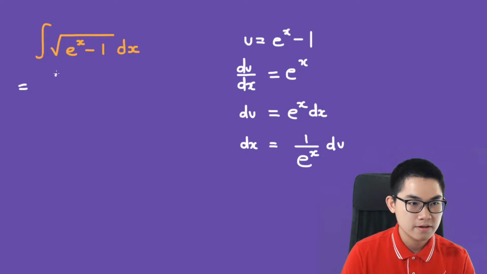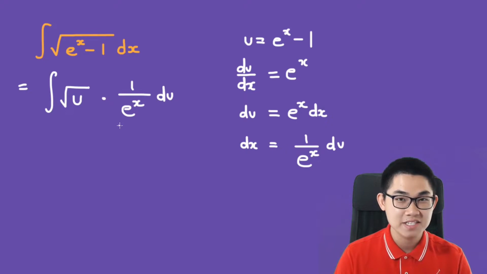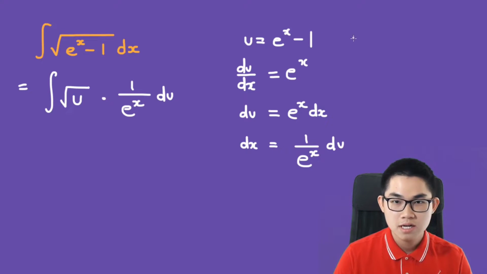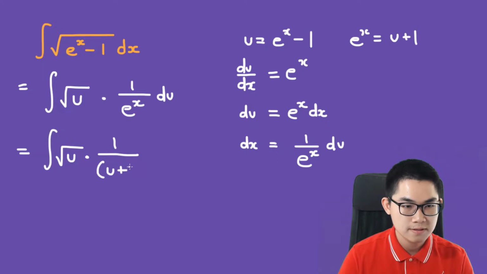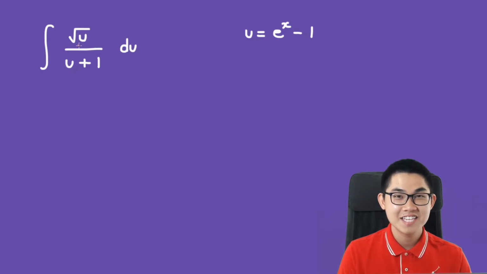So let's put it in here. We have the integral of the square root of u, and dx is 1 over e to the power of x du. So what is e to the power of x going to be? Well, in order to turn it into a u, you have to consider this equation here. And e to the power of x is u plus 1. We have the square root of u times 1 over (u + 1) du. So we have the square root of u over (u + 1) du. And here is our integral.